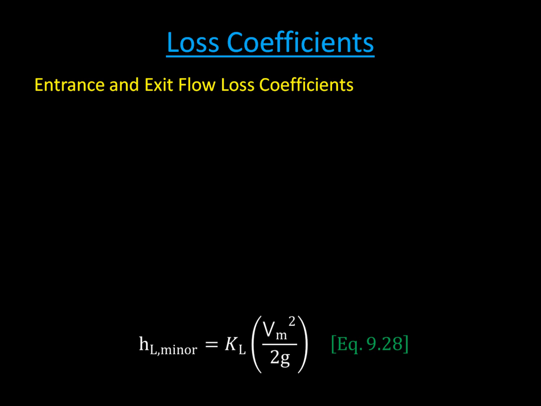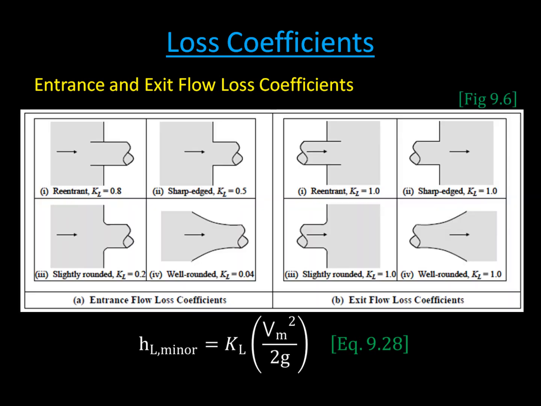So for entrance and exit flow loss coefficients, this is figure 9.6 in your book. This is the top half of it. Let's observe some things. So on the left-hand side, these are entrance flow loss coefficients. So you can see if I have something re-entrant, like a pipe sticking into a container, I have a higher loss coefficient of 0.8 because I'm going to get some recirculation, some losses here on the sides. Whereas if I make it sharp edge, it reduces it. If I start to round it or put fillets on there, I continue to reduce it. And if I taper it like a funnel, and you know this by using funnels, I have much less loss. The loss coefficient is very, very small.